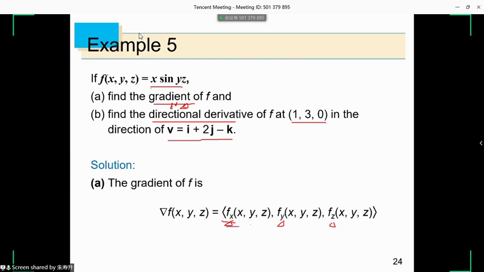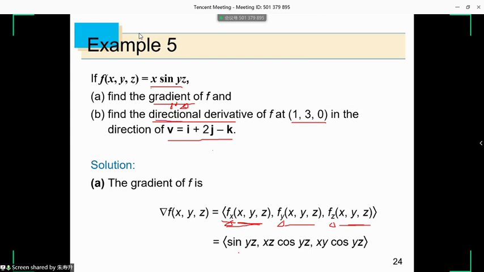The first one is sin yz. The second one is xz cosine yz. The third one is xy cosine yz. Yeah, that's right. It's very easy. And the directional derivative.